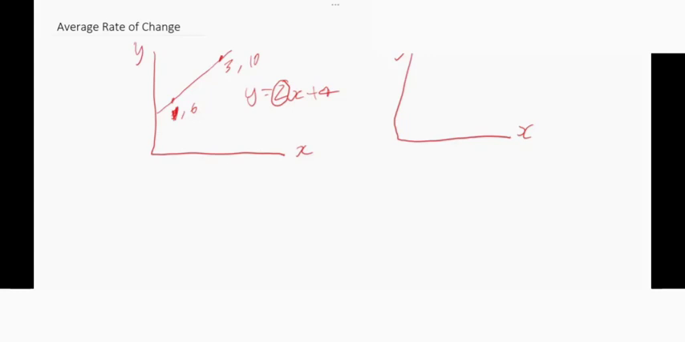So y1 minus y2 on x1 minus x2. So in this equation, that is 6 minus 10 on 1 minus 3, which is equivalent of negative 4 on negative 2, which equals 2, which, as we see here, is the gradient. So, yeah, for linear equations, it's simply the gradient.